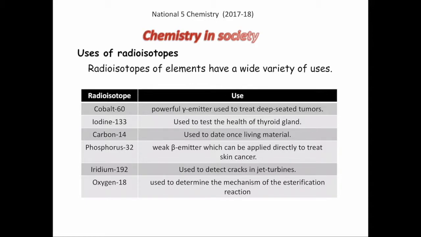Carbon 14 is generally used to date fossils and look at the age of the fossil by looking at how much carbon content is remaining, because remember that most of our body is made up of carbon. Phosphorus 32 is a weak beta emitter which can be applied directly to treat skin cancer. Iridium 192 is used to detect cracks in jet turbines. Oxygen 18 is used to determine the mechanism of esterification reaction.